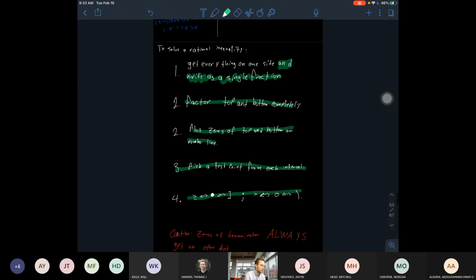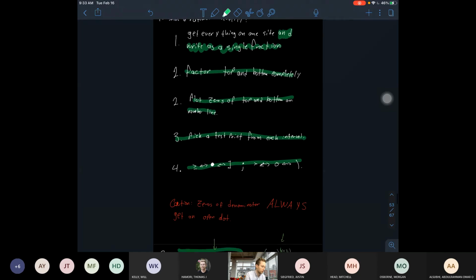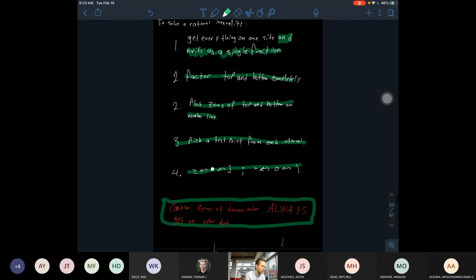Okay? And there is one thing that I have to consider, which is the following. When we get our common denominator on the left-hand side, the zeros of the denominator are always going to get an open dot no matter what. Even if we have a greater than or equal to sign or a less than or equal to sign, we're still going to put an open dot on anything which is going to cause the denominator to be 0 because that's not actually in the domain of the expression.